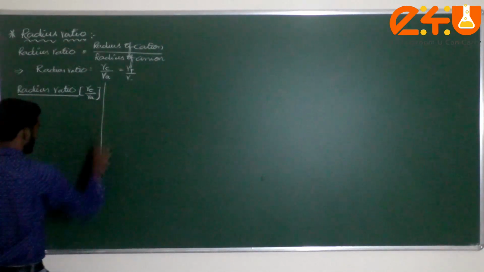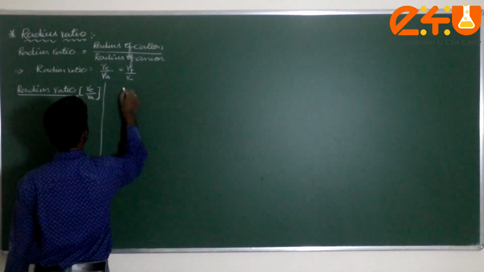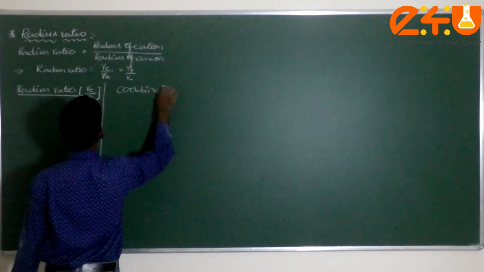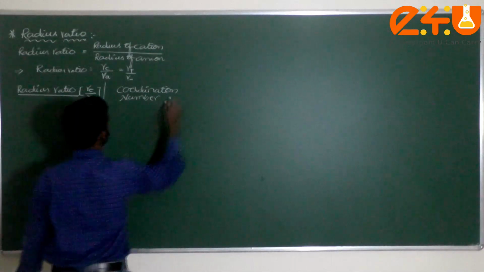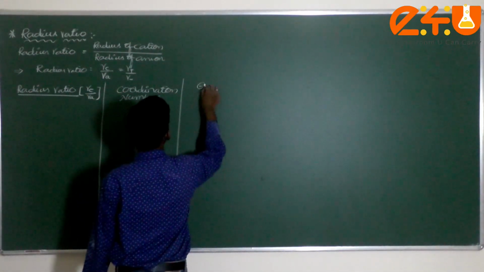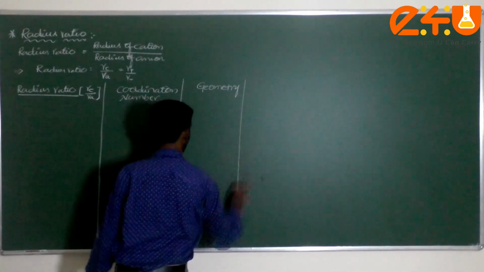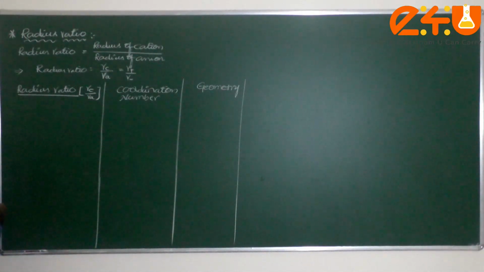Now this is the first column, dear student. In the second column, I am writing the coordination number. Next, in the third column we are writing the geometry. Now let me take it first of all.